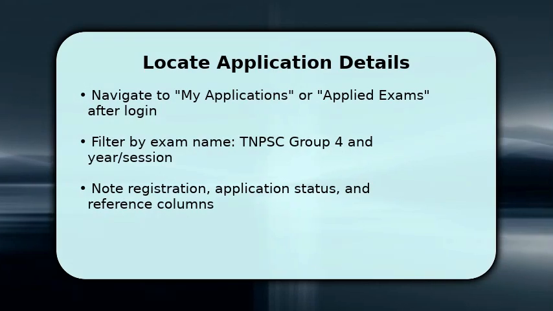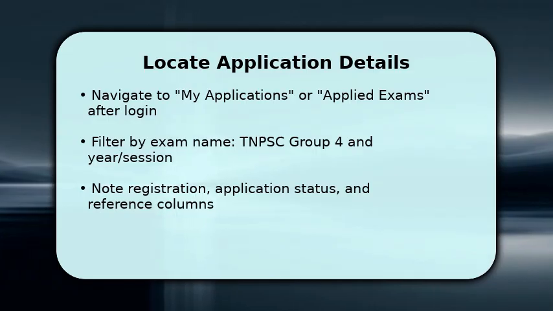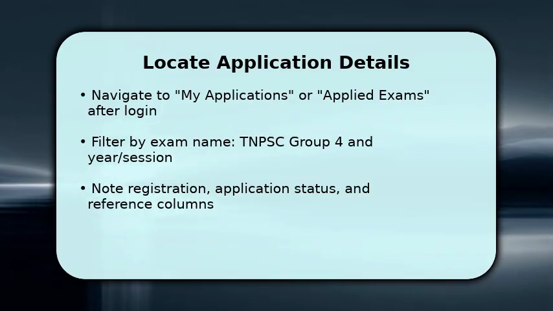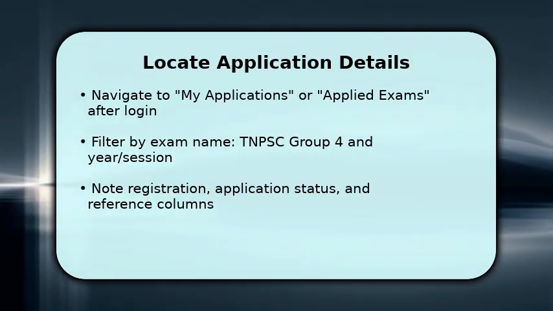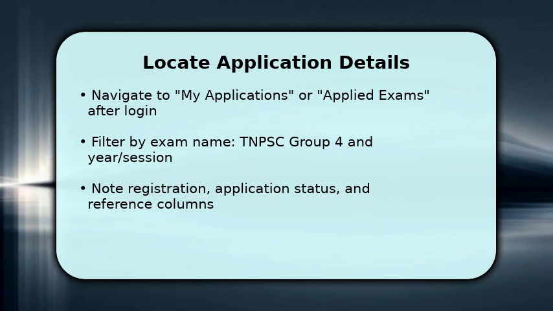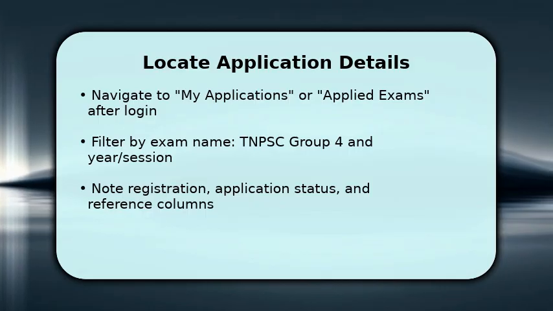After you're logged in, go straight to the My Applications or Applied Exams section to list entries linked to your OTR. Next, filter or search by exam name, type TNPSC Group 4 and the exam year or session to narrow results. Once the list appears, scan the table columns for application number, reference ID, and status. These are your identifiers. If multiple rows match, compare date of submission and the exact post applied to confirm the correct application number for future use and payment tracking.